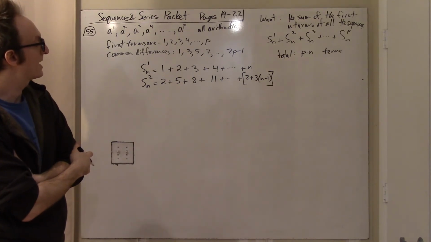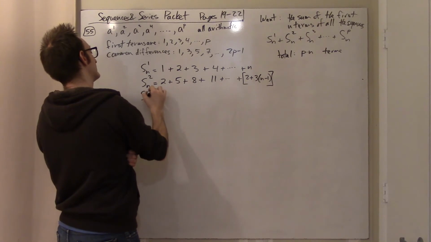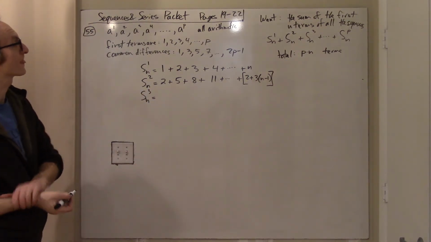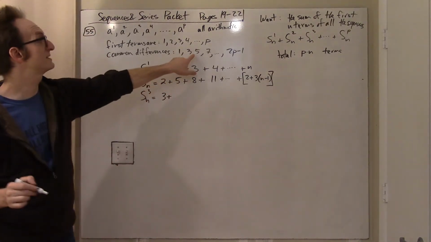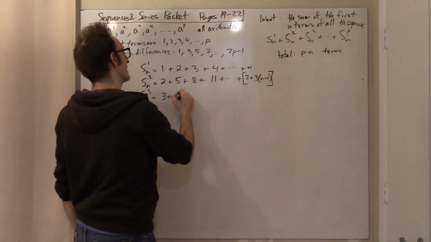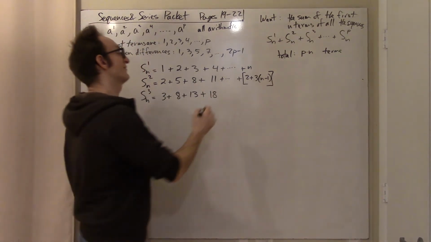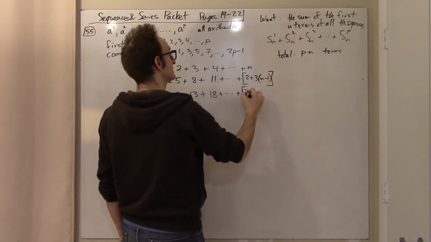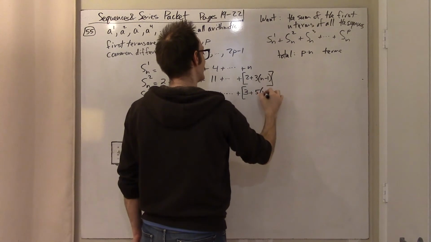Okay. Looking good. Let's add up the sum of the first n terms in the third sequence. Well, the first term of the third sequence is 3, and the common difference in the third sequence is 5. So now I'm adding 5 each time. So 3 plus 8 plus 13 plus 18, etc. Moving up by 5 every single time. All right, I think I got this now. The first term is 3, and the nth term is going to be 5n minus 1.